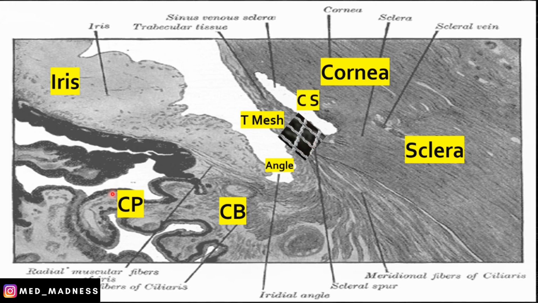Note the aqueous humor that is secreted from the epithelial cells of the ciliary process here into the posterior chamber, through the pupil into the anterior chamber. And this aqueous humor, on reaching the angle, gets drained into the canal of Schlemm through this meshwork.